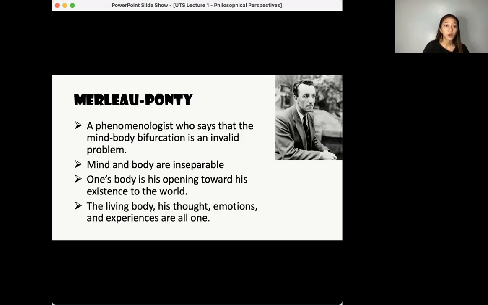He is a phenomenologist who says that the mind-body bifurcation, ano nga yung bifurcation? Split is an invalid problem. So, the mind and the body are inseparable, and one's body is his opening towards his existence to the world. So, the living body, his thought, emotion and experiences are all one. So, the mind and the body is one. Yan lang yung kasimple ng idea ni Merleau-Ponty sa self.